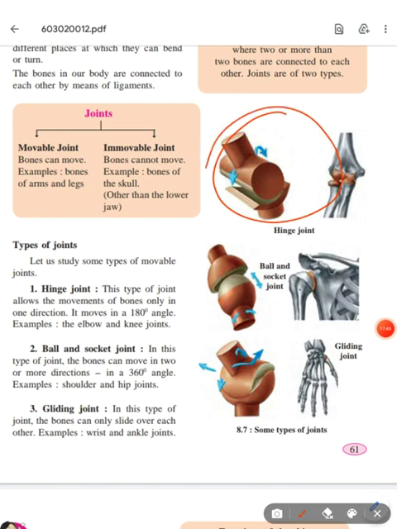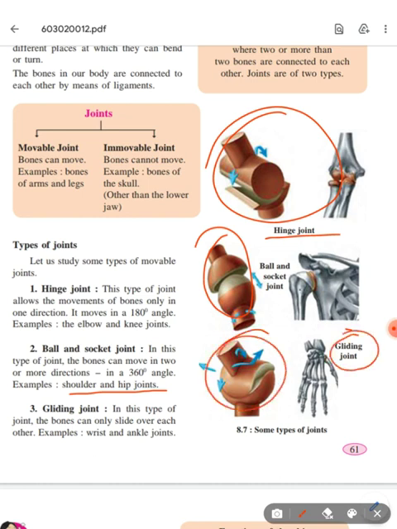The ball and socket joint is in our shoulder and hip. Shoulder and hip joints are ball and socket joints. And these are the gliding joints. In this type of joint, bones can only slide over each other. Example, wrist and ankle joints.